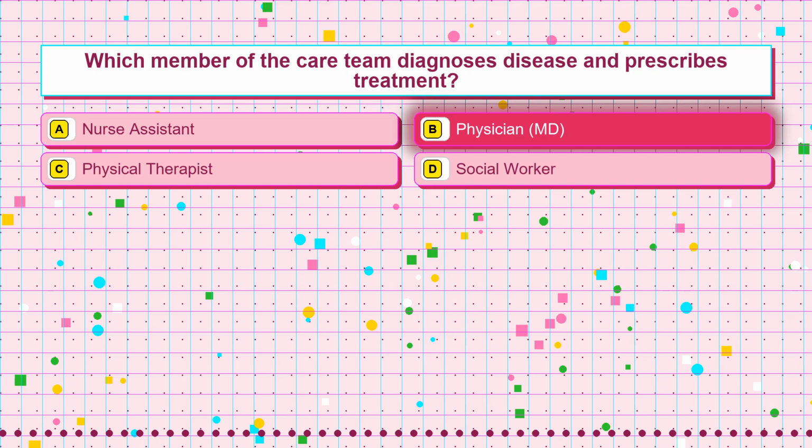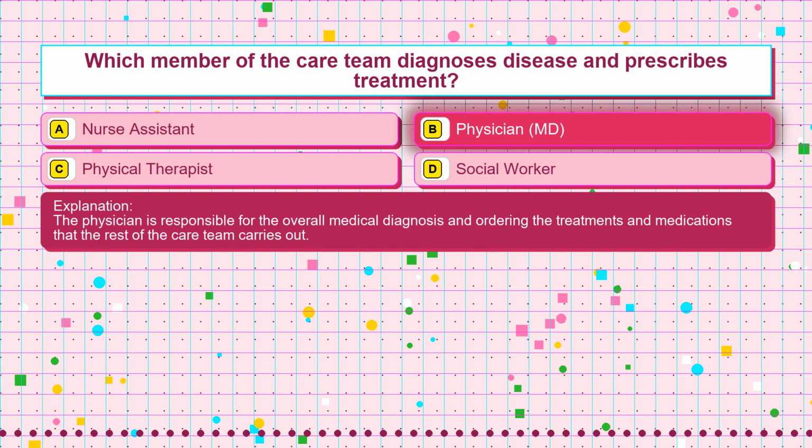The correct answer is option B, physician, MD. The physician is responsible for the overall medical diagnosis and ordering the treatments and medications that the rest of the care team carries out.